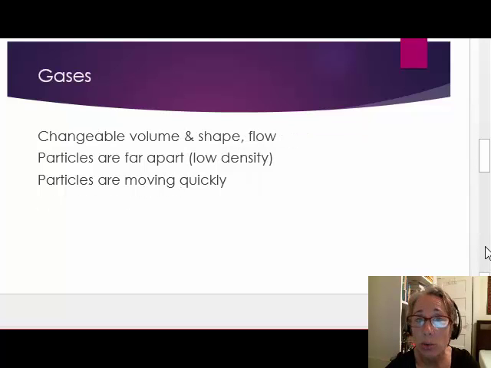Gases have a changeable volume and shape. Like liquids, they flow, but unlike solids and liquids, they are compressible and can expand quite a bit. Gases have low density because there is much empty space between the particles, and the particles are moving extraordinarily quickly, some faster than the speed of sound at room temperature. Thus, gases have the highest kinetic energy of the three phases.